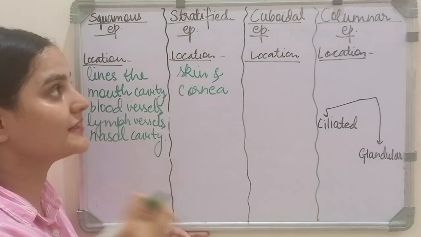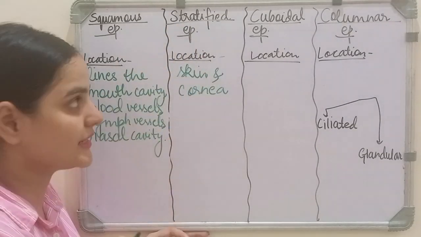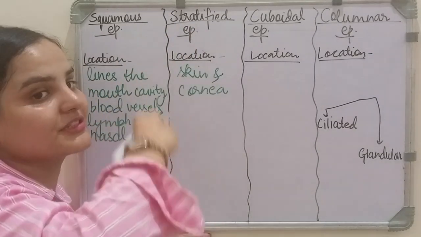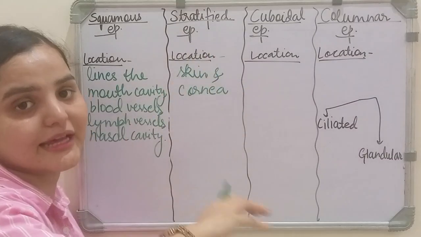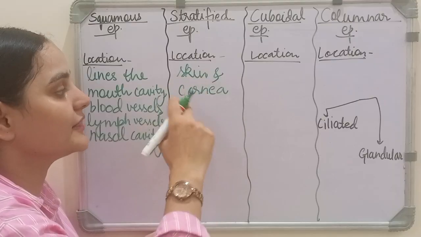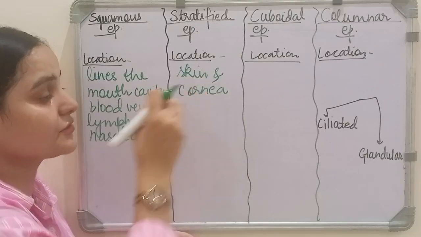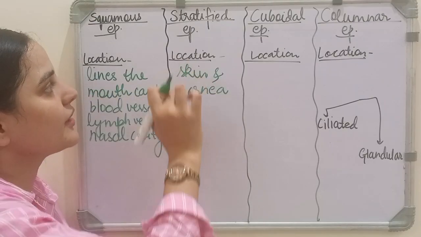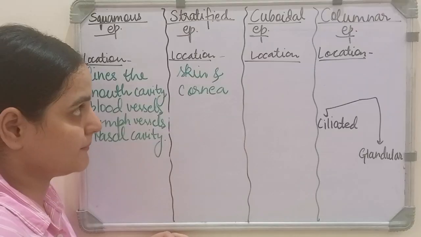This stratified epithelium is composed of several layers of cells. So its basic function is protection. It protects our skin from germs and injury. That's why it is found in skin as well as in the cornea. This cornea is present in our eye. So it is found in skin and cornea.